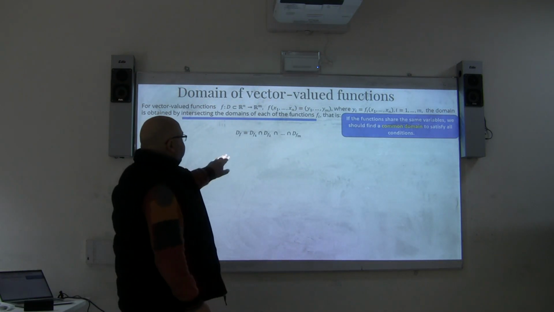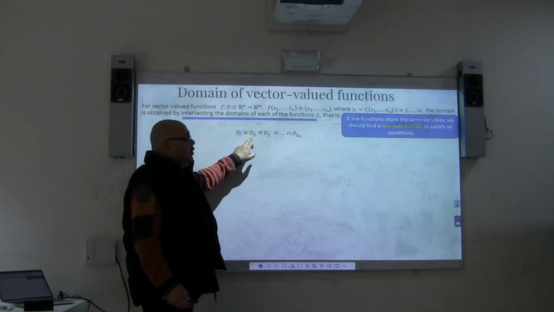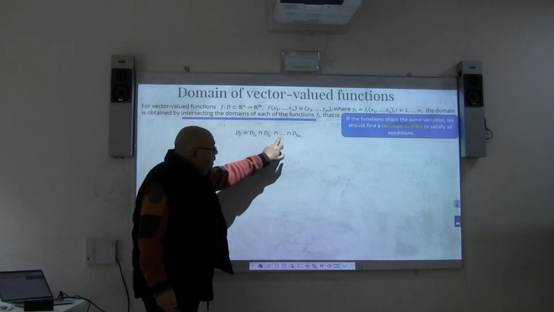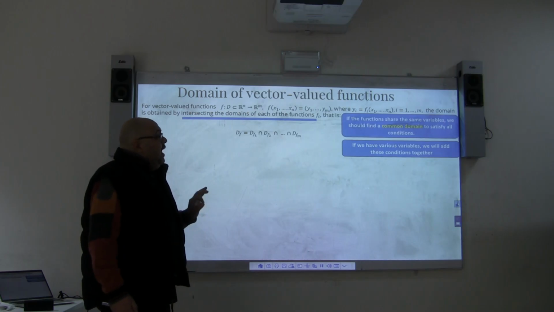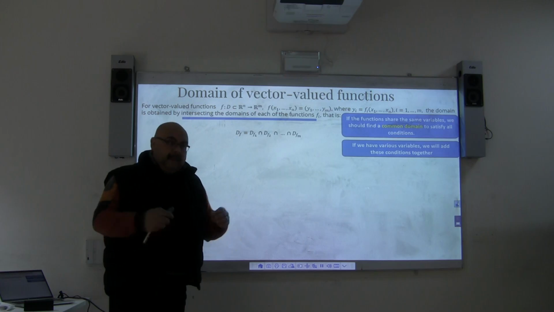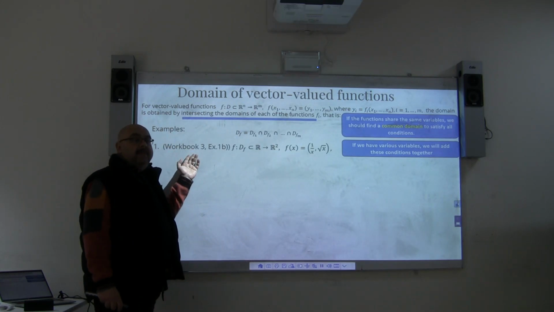So of course, the general domain, as I told you, is the domain of the first function, intersection the domain of the second function, intersection the domain of the next, and so on. If you have various variables, we will add these conditions together. So if you have more than one variable, I will add them all together, as you will see. Let's work through this problem.